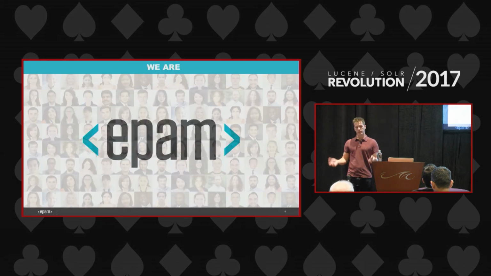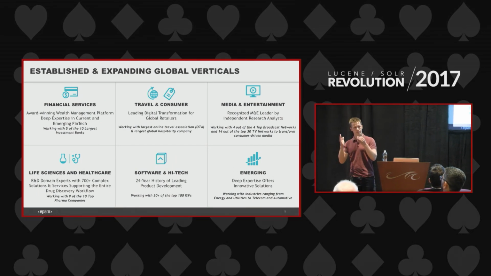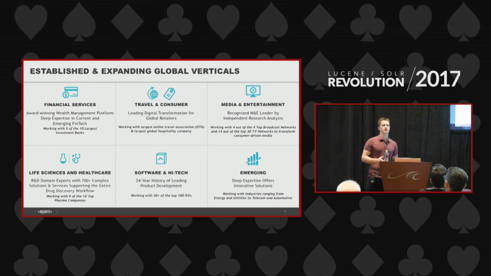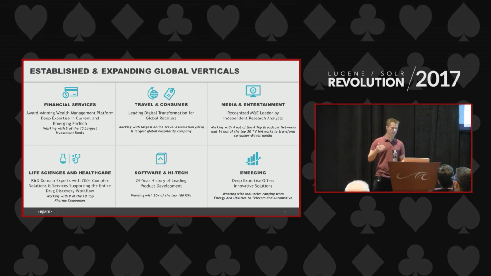EPAM is quite a large company. We have about 24 years of history, and we have several business verticals. They span from financial services to consumer services to automotive, electronics, and even biotech and life science. Across all these business domains, we provide a wide variety of services, starting from engineering services to data analytics, business intelligence, and even business analysis, business consultancy, my fault.